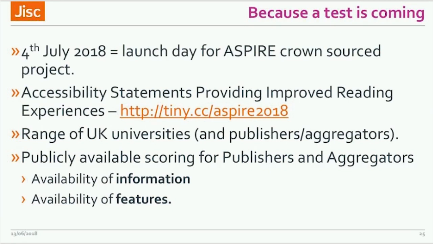There is a link there, tiny.cc/aspire2018, that will take you to all the content that you need to know. It will take you to some downloadable versions of the questions. When the project goes live on the 4th of July, the questions will be online forms. You are very welcome to take part in it yourself, to judge your own products using those online forms. Other people will be judging them, so you might as well do it yourself. And the scores will then be aggregated and publicized next autumn, or this autumn.